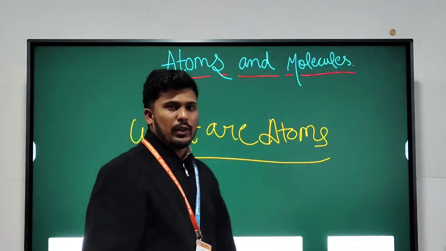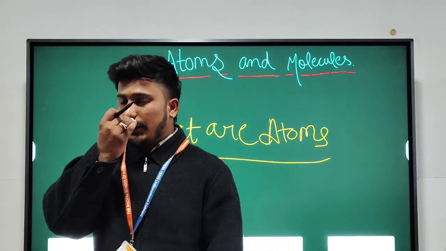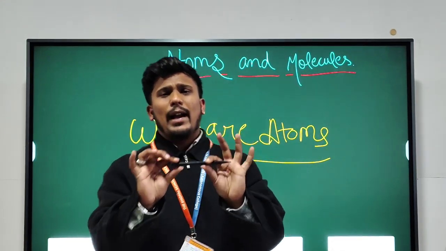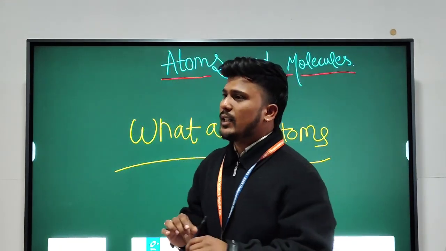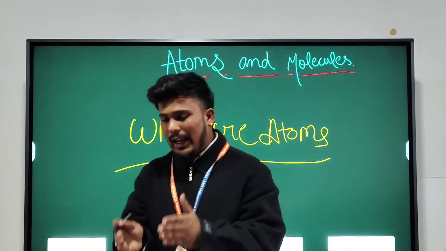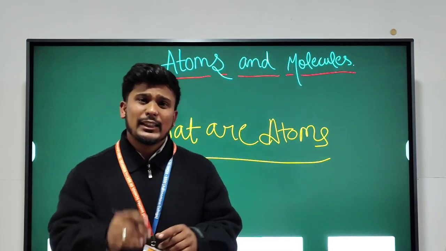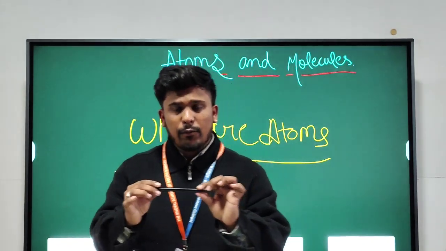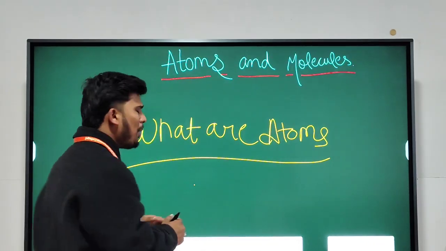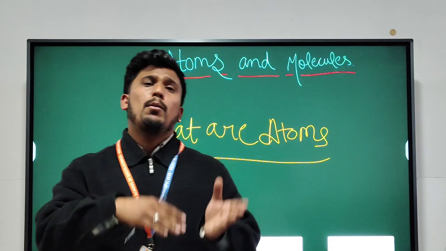Now, what is the smallest unit? To prove this point, many scientists came forward, and one scientist stated that if we keep dividing matter, there will be a stage where the matter will not divide further. The element we found at that time is the atom. That's why the smallest unit of matter you get after dividing is an atom. Now, many scientists came and said atoms combine to form molecules.